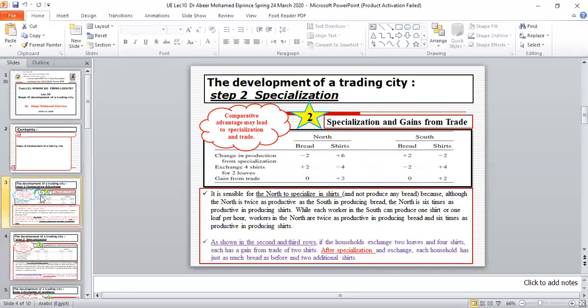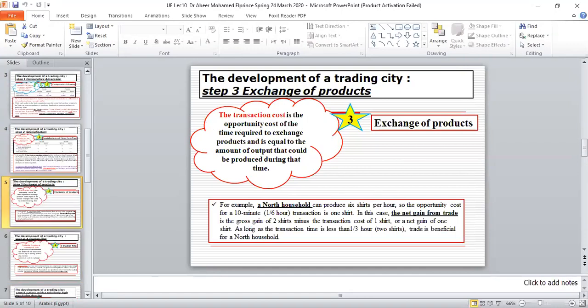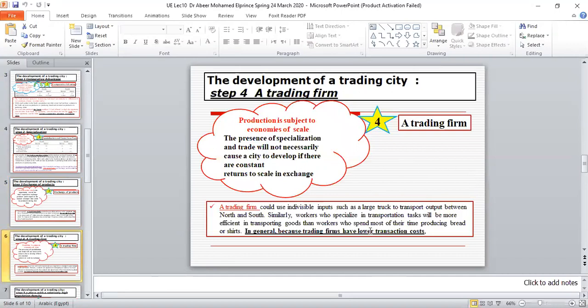So number 1, comparative advantage. Step 2, specialization and trade. But the 2 regions face transaction cost. The time of transaction cost can be used for increasing production. So they will use trading firms to do the exchange process. Production is subject to economies of scale. Trading firms minimize the transaction cost.